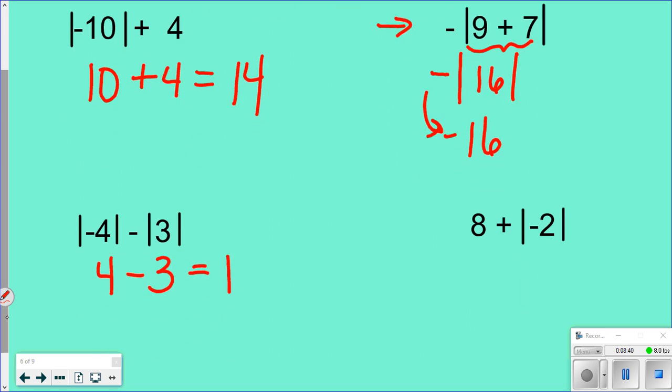Okay, so 8 plus the absolute value of negative 2. The absolute value of negative 2 is 2, and then you're going to add your 8 to it. That's what it would look like. Let me do another example, the one with the negative outside.